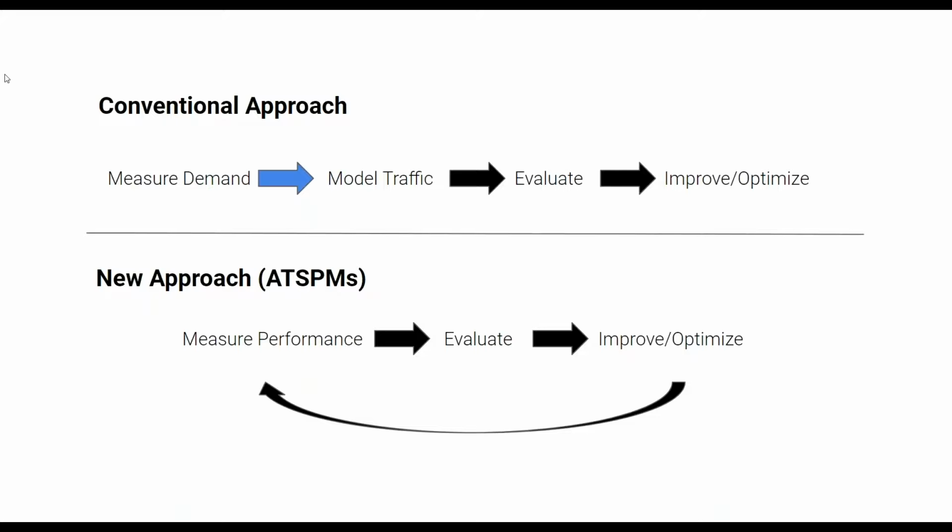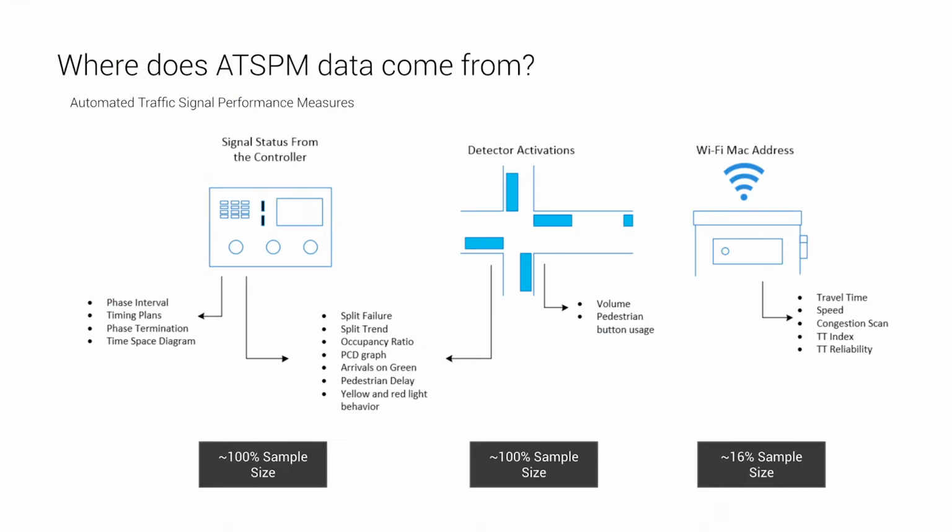And the great thing about ATSPM data is that it was coming from existing infrastructure. We already had infrastructure out in the field that would facilitate the usage of ATSPMs. So we were using high resolution signal phasing information from our traffic controllers, combining that with detector activations, both the stop bar as well as advanced detection, and also throwing travel time into the mix. All of these data sources combined to generate ATSPMs.